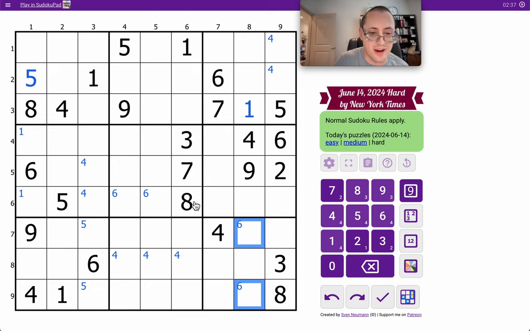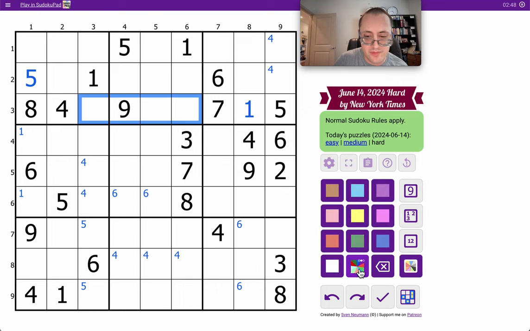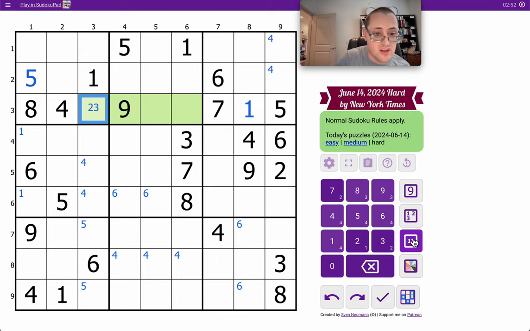So I'm done. Now, let's look at row 3 for a minute. I have 1, 4, 5, 7, 8, 9. I need 2, 3, and 6. They form a triple, which I can now fill in.